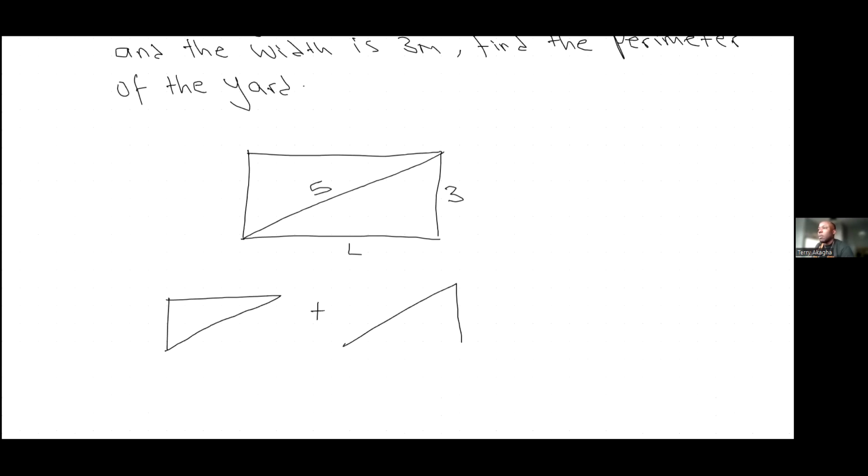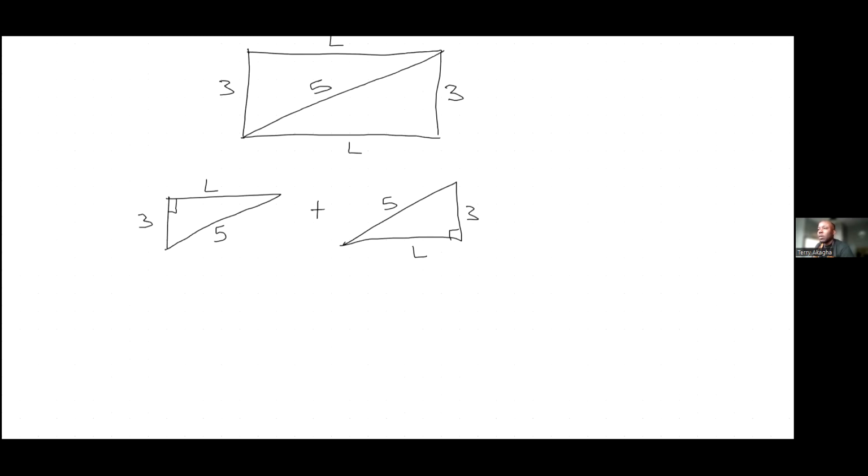So remember that the breadth is 3, so both sides are 3 because it's a rectangle, and both sides is the length. So you can have it as 3 and L here, or 3 and L there. But the diagonal in both sides is 5 and 5, and we know it's a right angle triangle. Are you seeing it? So now we can pick one of the triangles and try to solve this. So this part is 5, this part is 3, and this part is L.